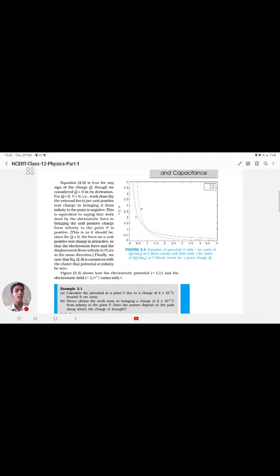Yes, these are certain important definitions. Moving down, we'll calculate the potential at a point P due to a charge. We know that the potential due to a point charge is kq by r. Here k is 9 into 10 power 9, q is 4 into 10 power minus 7, and the distance is 9 into 10 power minus 2. The 9 factor gets cancelled, the 10 power minus 2 factor goes to the numerator, it becomes 10 power 11 into 10 power minus 7 into 4, which is equal to 4 into 10 power 4 volts. So we calculate potentials in terms of volts.